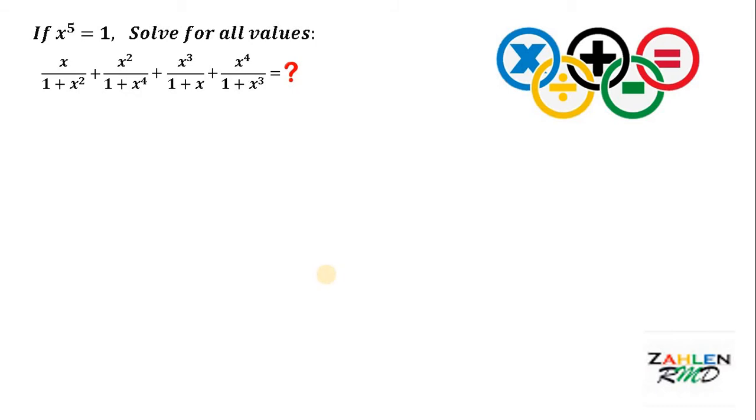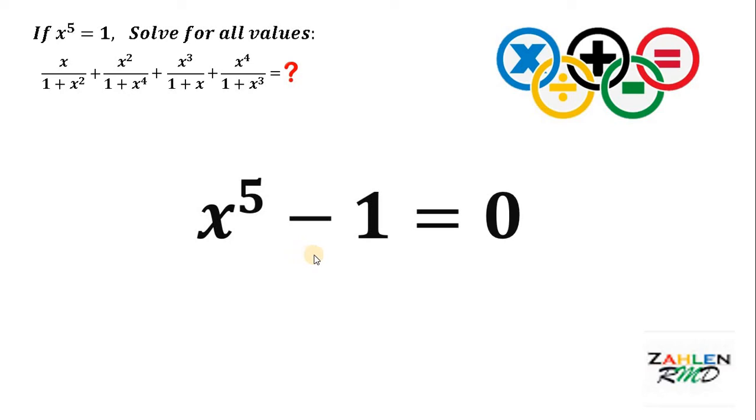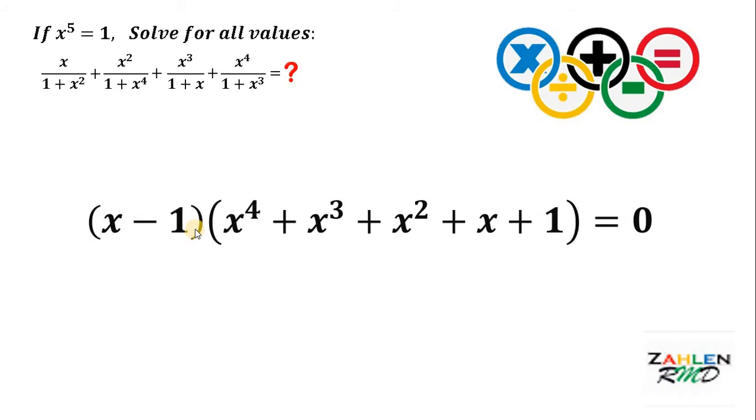To answer this question, we will use the given information that we have. So let's use x to the fifth power equals 1. Now subtract 1 on both sides, we get x to the fifth power minus 1 equals 0. Now take note that x to the fifth minus 1 can be factored nicely. If we factor this, we get x minus 1 multiplied by x to the fourth power plus x cubed plus x squared plus x plus 1. And don't forget that it is equal to 0.